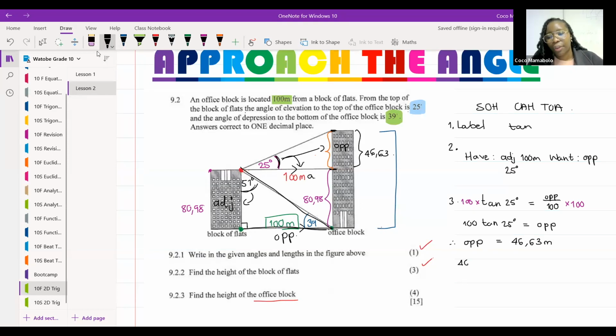So we're going to take 46,63 plus 80,98, which is equal to, beautiful, Caitlin, amazing, well done, 127, that's it, 127,61 meters.